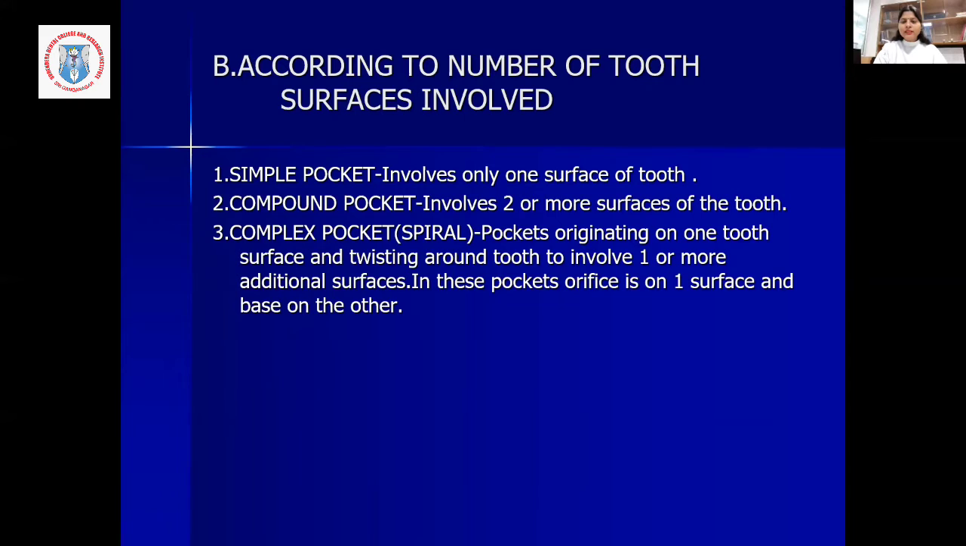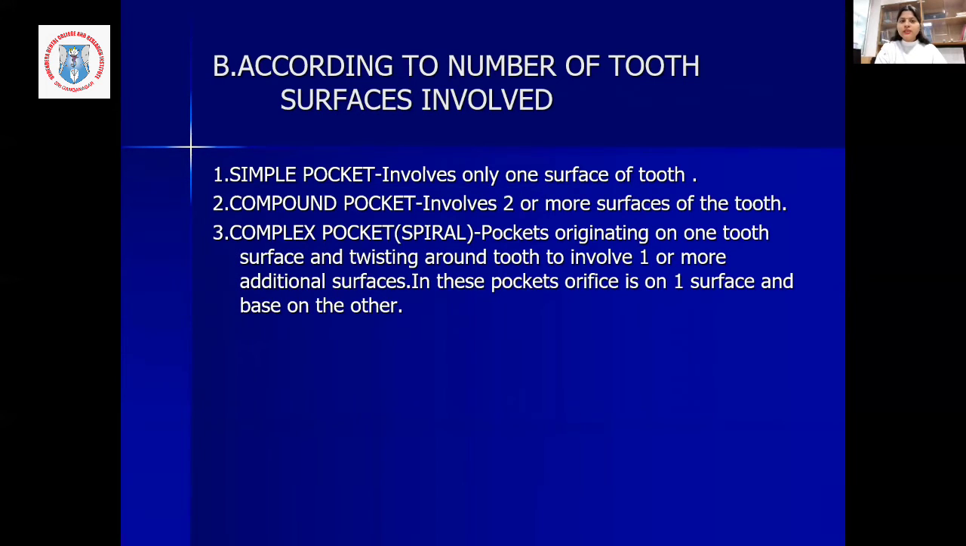Now, one more condition is there in which the pocket originates on one surface of the tooth, twists and involves the other, but the lining is not communicating with the orifice, that is, it is not communicating to the sulcus above.